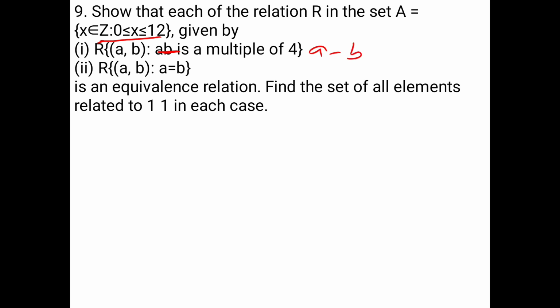A minus B is a multiple of 4. The difference between A and B is a multiple of 4. This is the relation; A is related to B. Now we have to prove that this is an equivalence relation. Given this relation on the set, we check whether it holds.